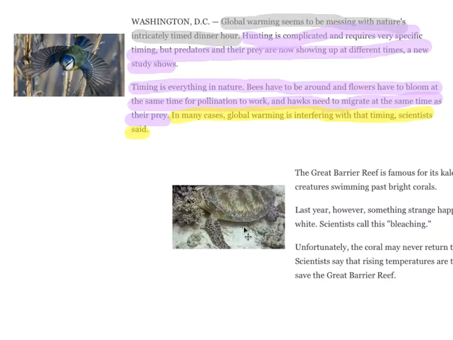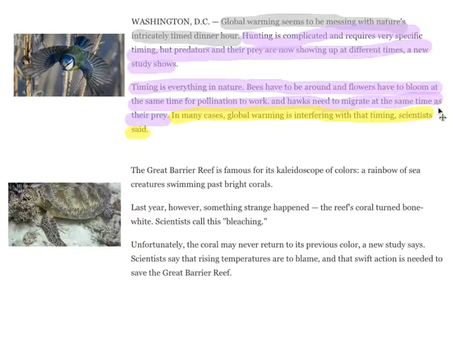So let's look at another one. This is from the article that was your formative assessment on coral bleaching in the Great Barrier Reef. So let's look at her hook here. The Great Barrier Reef is famous for its kaleidoscope of colors, a rainbow of sea creatures swimming past bright corals. So the author here uses this image of the kaleidoscope of colors, these bright rainbow of colors, to really grab the reader's attention, to make the reader really fall in love with coral reefs.